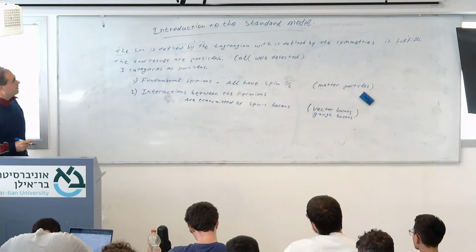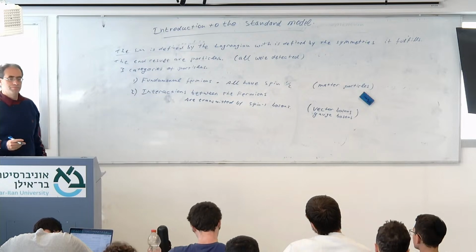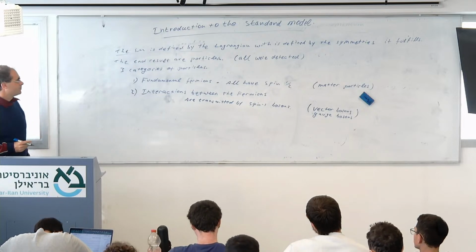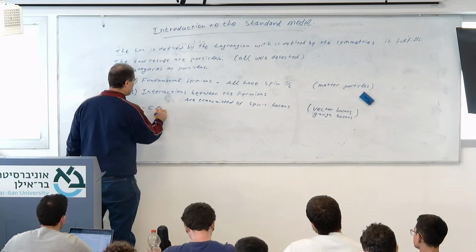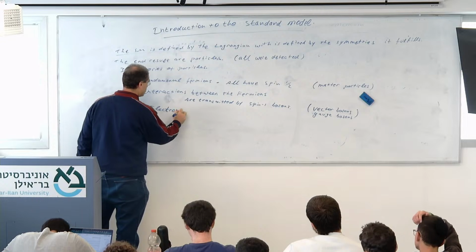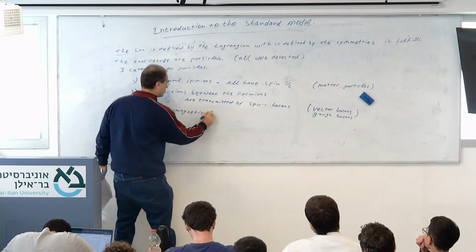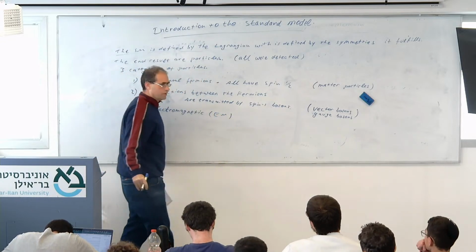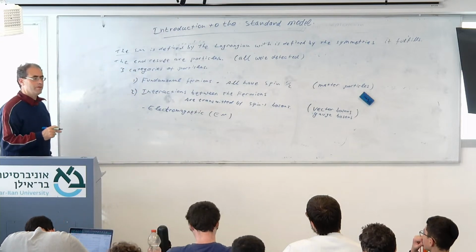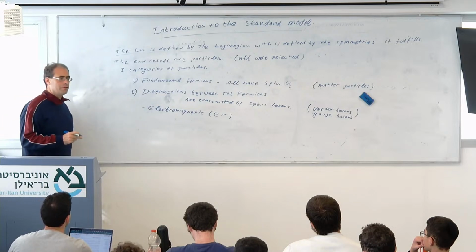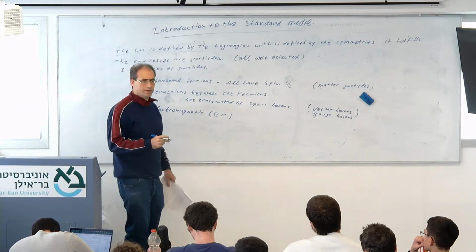So, which fundamental interactions do we have? Which forces do we have? The first one is electromagnetic. And what is the gauge boson? What is the theory? Photon, right. The gauge boson is the photon, and the theory is called quantum electrodynamics, QED.